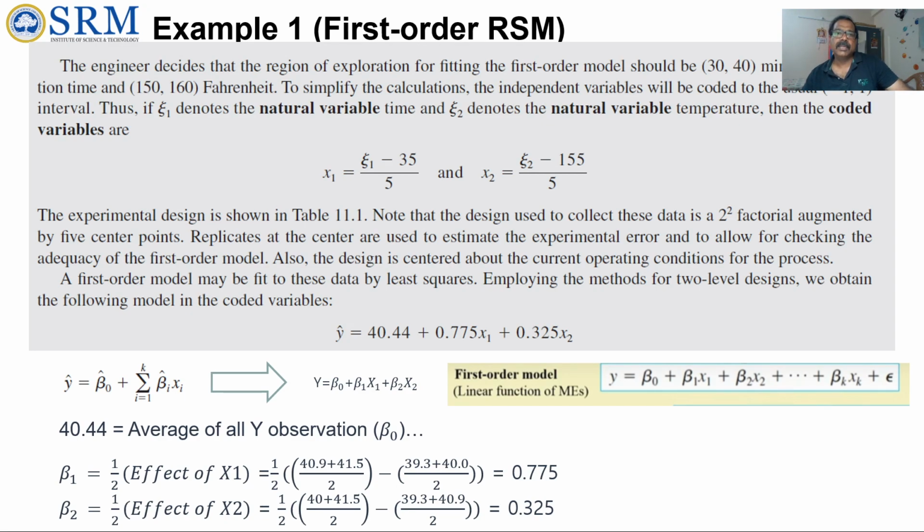Beta 1 is 1 by 2 of the effect of x1. Here the effect of x1 we can calculate as the high level of x1 minus the low level of x1, and similarly for x2, the high level of x2 minus the low level of x2. These values are from the table. By doing that we can calculate beta 1 and beta 2. Substituting that, we get this first order model.